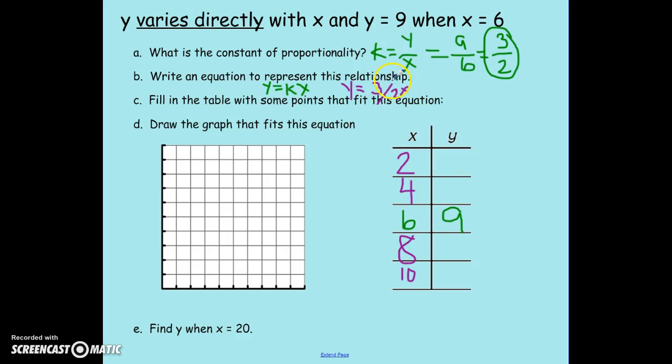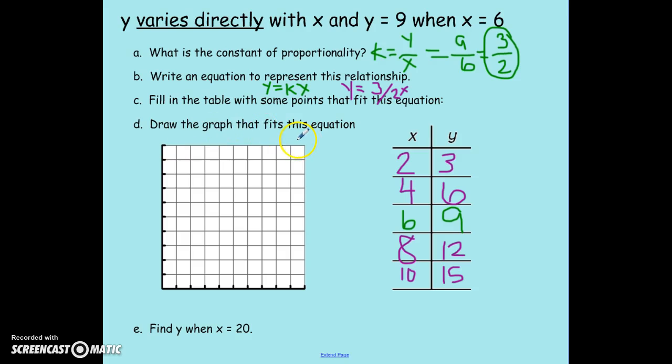So remember, 3 over 2 is the same as 1.5. So you could use a calculator if you have one. Your phone might have a calculator, unless you're on your phone to watch the video. But you can just fill them in with me. So if I plug 2 into the equation, 2 times 1.5 is 3. 4 times 1.5 is 6. Then I have 9. 8 times 1.5 is 12. And 10 times 1.5 is 15. So here we have a table.